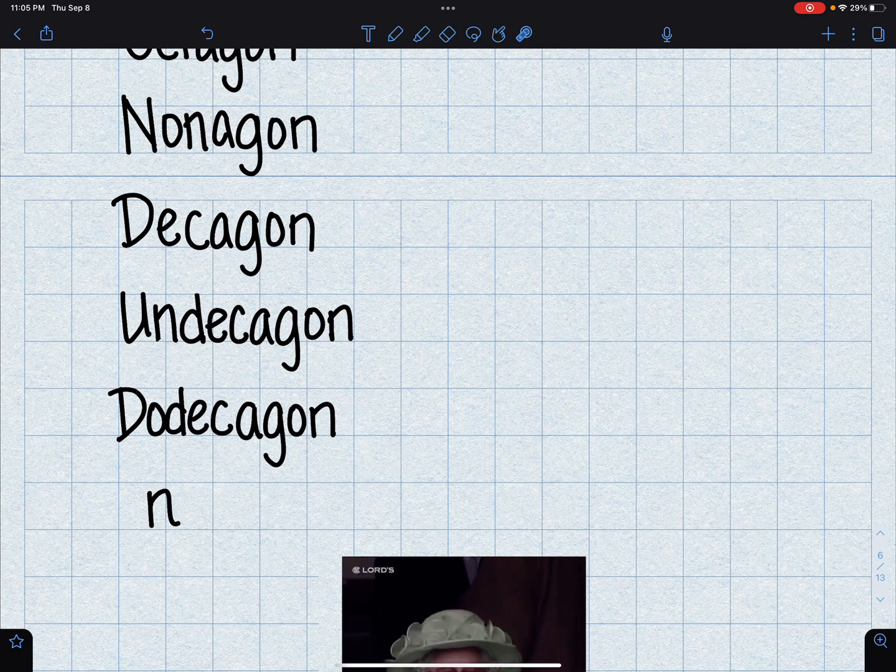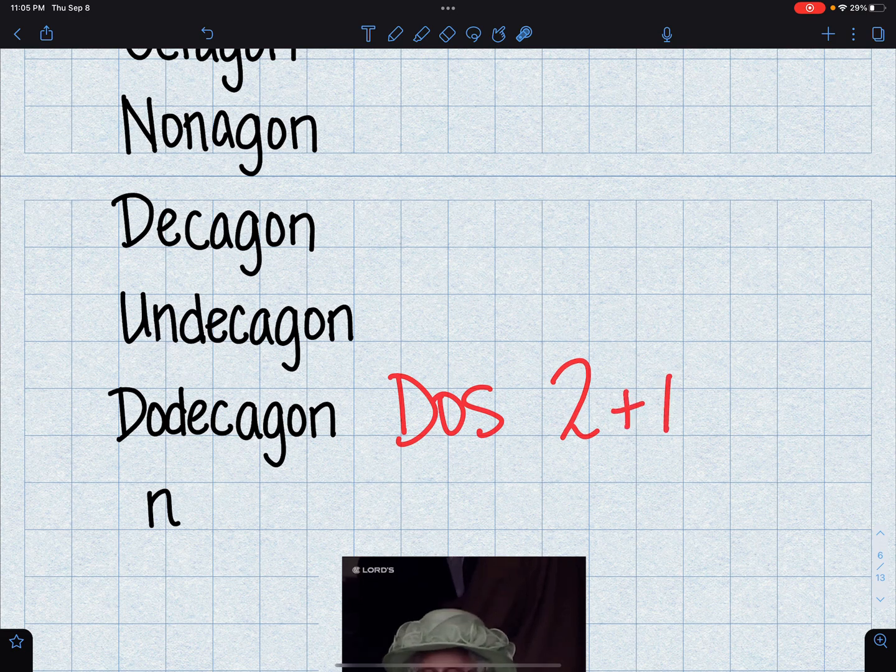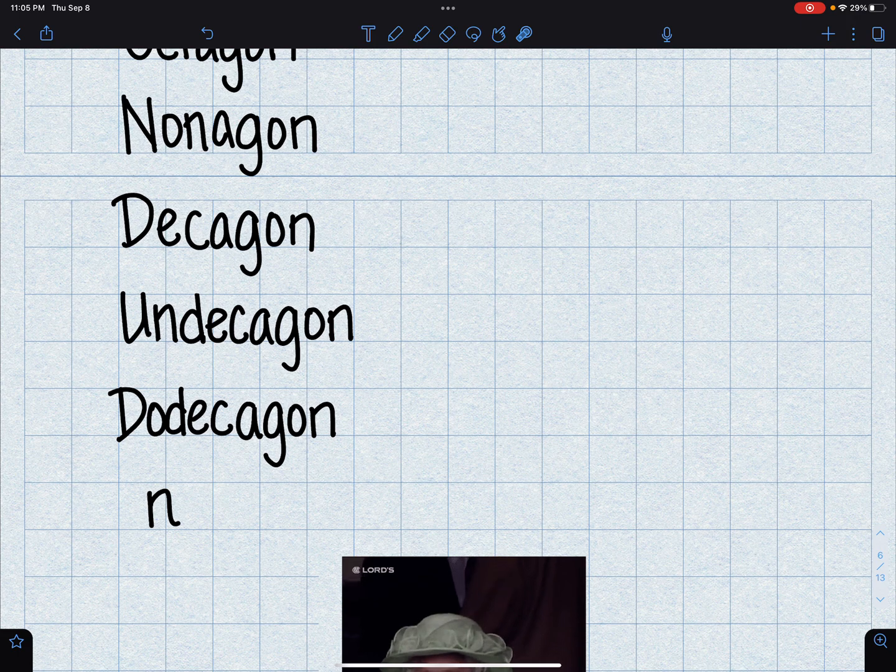What about a dodecagon? A dodecagon is, do kind of means dos, like in Spanish. So it's like 2 plus 10, so it's 12. Anyway, if it has 12 sides, it's a dodecagon. Cool, huh?